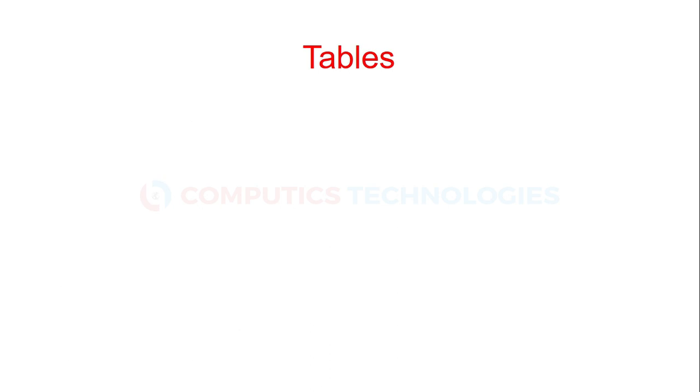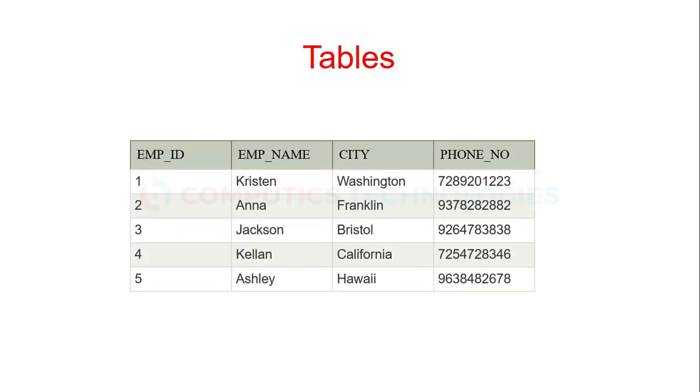Let's see an example of an employee table. In this table, employee is the table name, and employee ID, employee name, city, and phone number are the column names. The combination of data of multiple columns forms a row. For example, 1, Kristen, Washington, and the number are the data of one row.